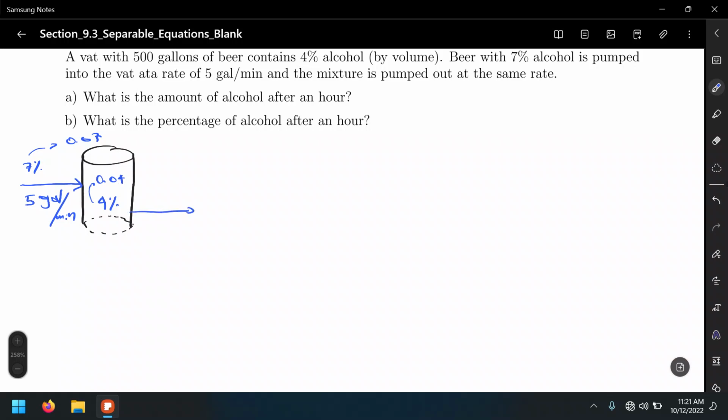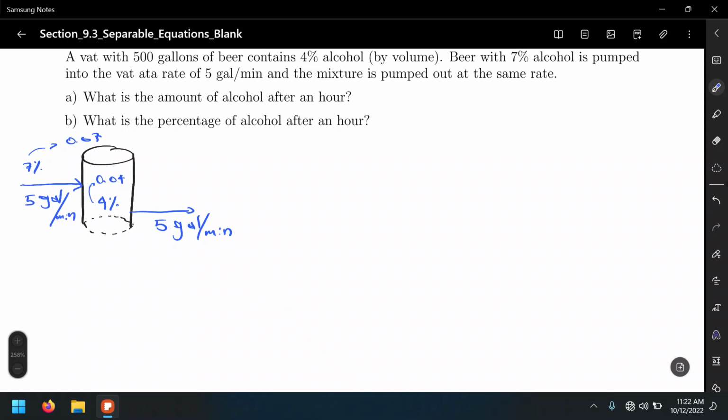Some mixture, depending on the amount of 7% alcohol beer that is coming into the tank. Depending on the time, we're going to get whatever mixture, whatever amount of alcohol. But the thing here is, it comes out at 5 gallons per minute. All right? So that's all the information that we have. That's all the information that we need, in fact.